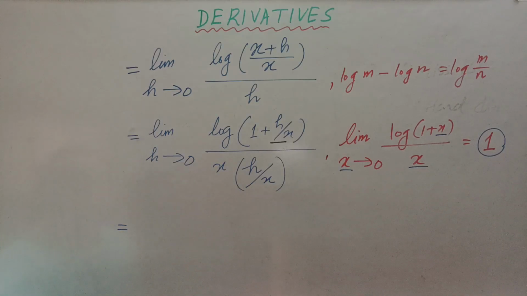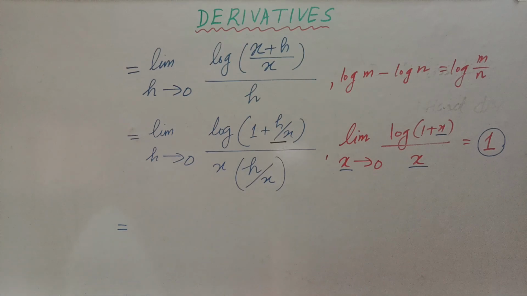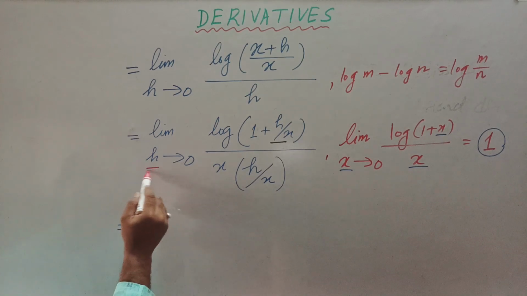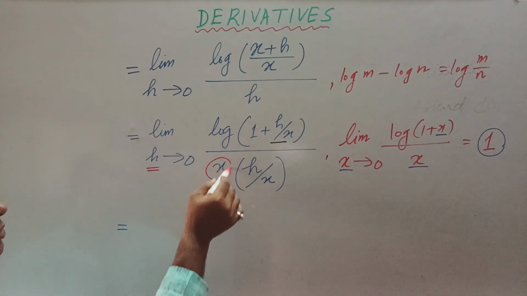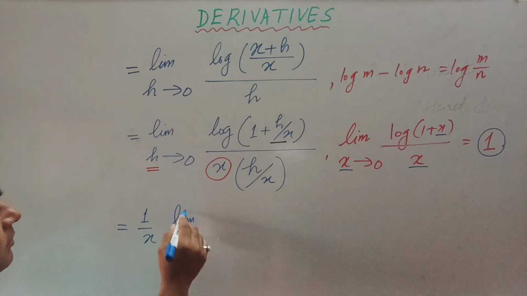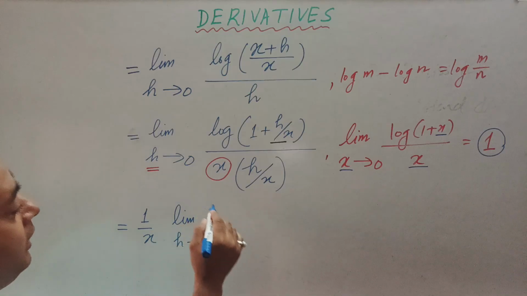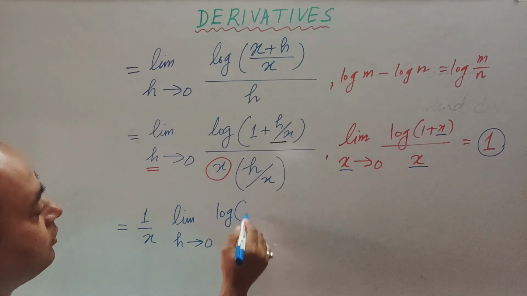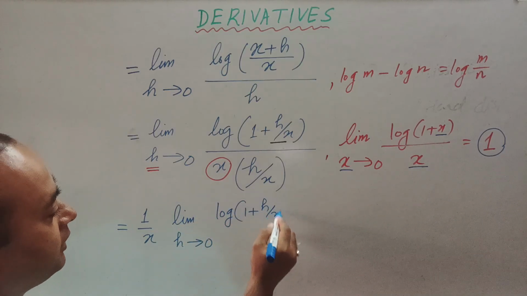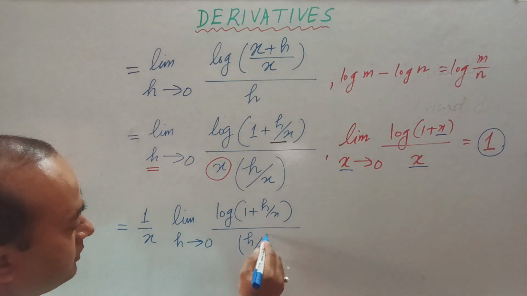Now you see, this limit is effective for x tends to 0. So this x will act as a constant. Okay, it will come out. So 1 by x, and the remaining part is limit of x tends to 0, log of 1 plus h by x divided by h by x.